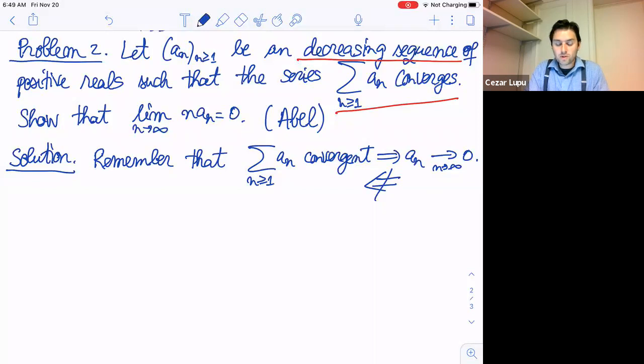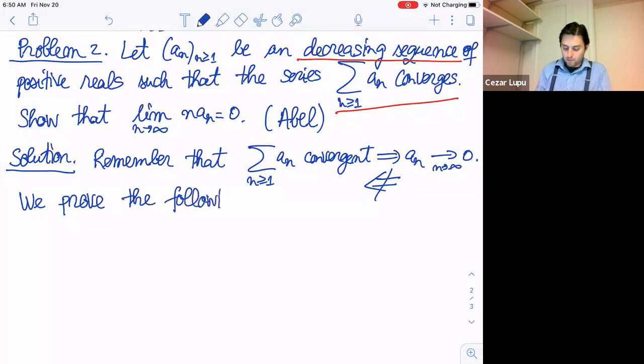So how should we approach this? And in fact here, there are plenty of solutions to give to this problem, but I would like to show you one which will require a little bit the Cauchy interpretation of the convergence of series. So we will prove the following.